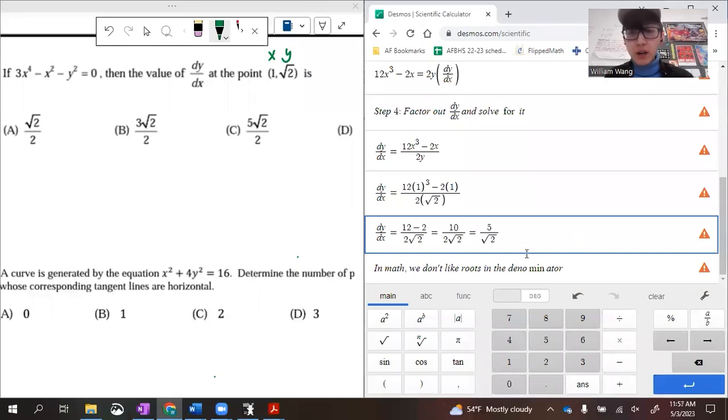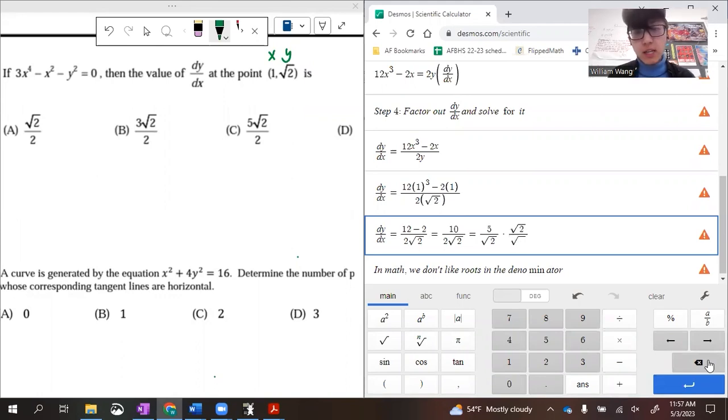So in order to get rid of this square root in the denominator, I'm going to multiply it by 1. And by 1, I mean I'm going to multiply it by square root of 2 over square root of 2, which is the same thing as multiplying it by 1. Right, so I'm allowed to do that, because multiplying by 1 doesn't change anything.